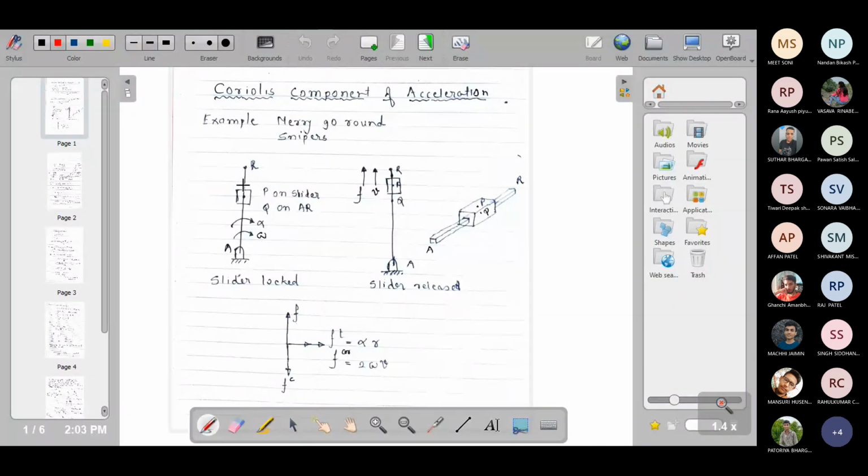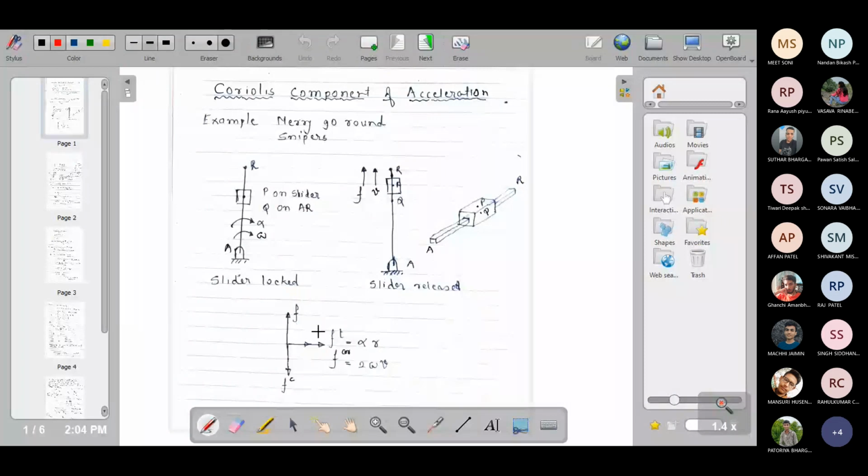Suppose only link AR is there. So suppose you want to find the acceleration of link R with respect to A. How will you find it? At that time you will have only two components. Which are they? We are assuming only one link AR is there, and the piston is not there right now. You want to find the acceleration of link R with respect to A. So which are the two components involved?